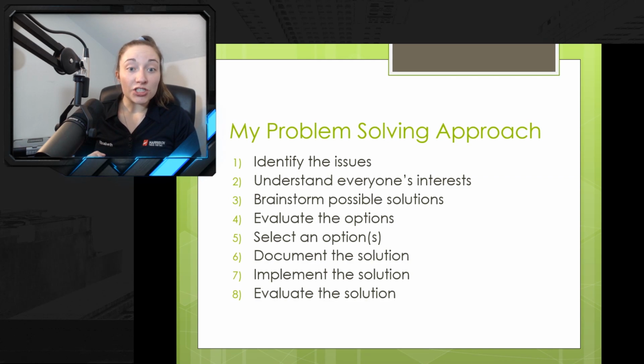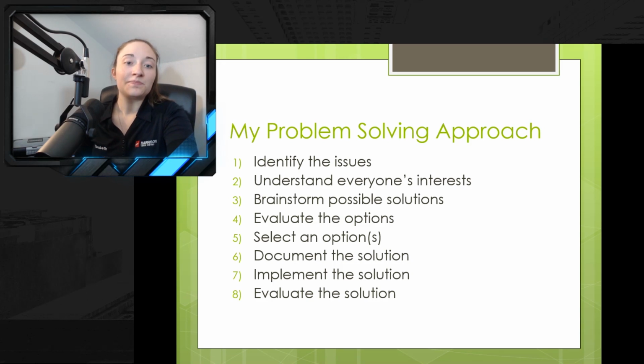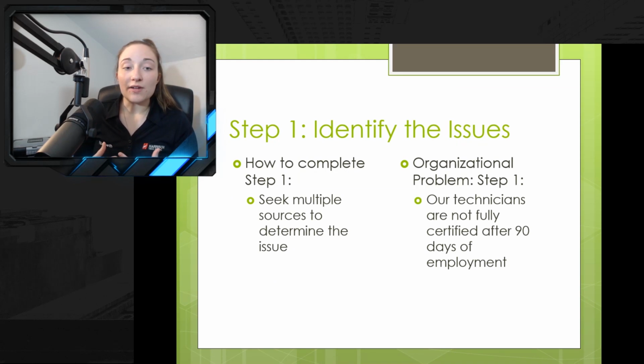Identify the issues, understand everyone's interests, brainstorm possible solutions, evaluate the options, select an option, document the solution, implement the solution, and then evaluate the solution finally. Now I will discuss each step in detail, how to complete the step in any problem solving context, and then how we are completing the step within my organization's context.